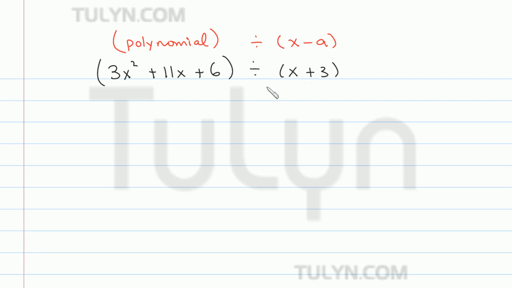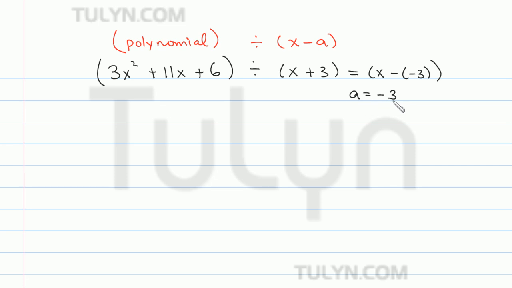So this almost looks in the form that we want, but we want to rewrite this x plus 3 as x minus negative 3. Right? So now it's of the form x minus a, where in this case a is going to be negative 3. So now it's of the form that we want to be able to do the synthetic division. So we have to set up the problem.